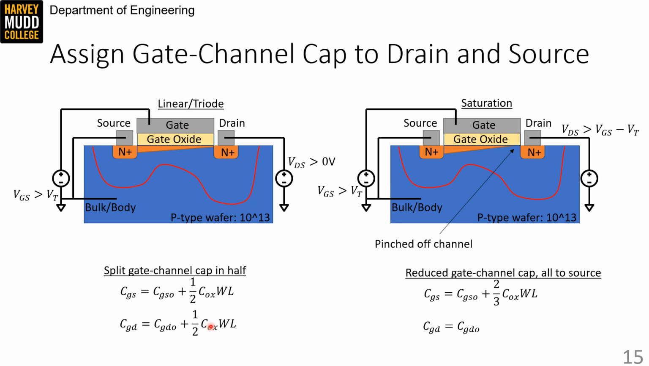In saturation, the channel doesn't go all the way from the drain to the source because it's pinched off here. So we assign all of the channel capacitance to the source. Also, saturation means the total size of the channel is a bit smaller, so we're going to assign some reduced fraction of the channel charge to the source instead of the full Cox times W times L. That fraction turns out to be 2/3 for old school transistors, though that fraction varies in modern devices. The only capacitance assigned to the drain in saturation is the extrinsic overlap capacitance.